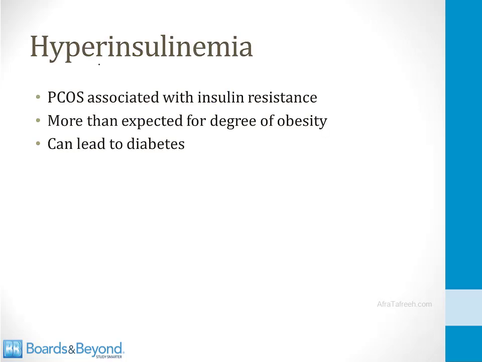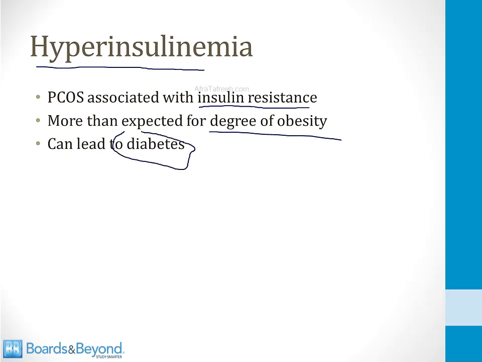I mentioned this before, but PCOS is associated with hyperinsulinemia. PCOS is associated with insulin resistance, and as a result, the woman's insulin level needs to rise in order to maintain normal blood sugar levels. Now, you may know that obesity is also associated with hyperinsulinemia, but the hyperinsulinemia seen in PCOS is more than expected for the degree of obesity seen in these women, and this can lead to diabetes. How this ties in with the hormonal abnormalities is not well understood.